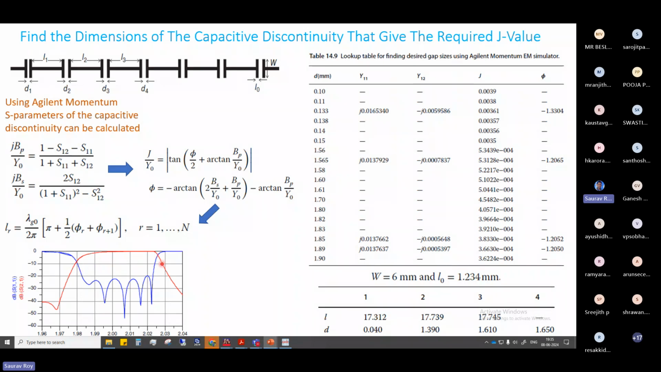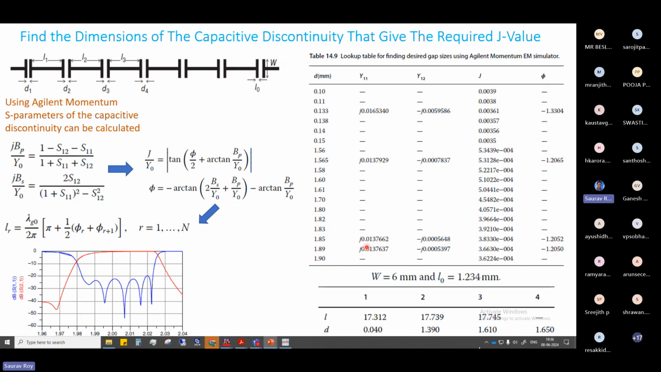That is their filter simulation, also in ADS only, what it looks like. It has 2 gigahertz as the center frequency, and I think they have done a 40 megahertz bandwidth. So see, this is the final table. Length and D, 1, 2, 3, 4 are the defined stages.